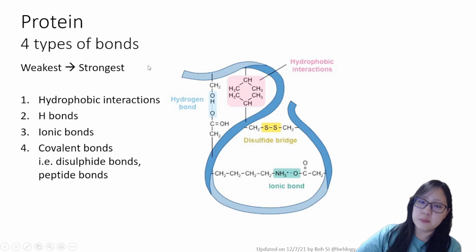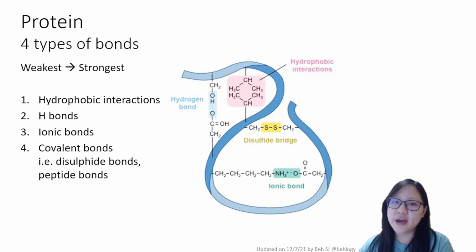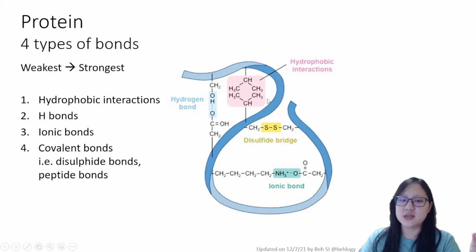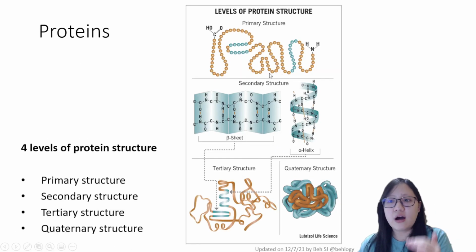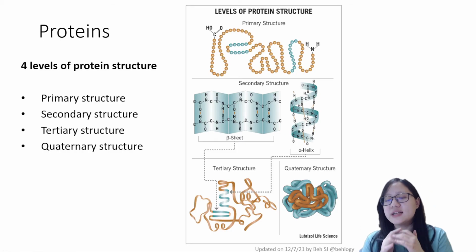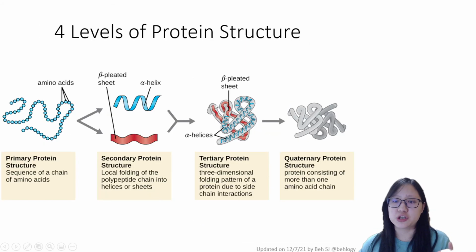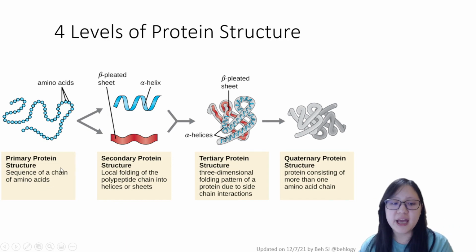Now, why are we talking about bonds? Well, that's because, again, there are different ways a protein can fold. Between individual monomers, there must be peptide bonds. But then there are different levels of protein structure, and as they coil and fold, more bonds can be formed. So let's start from the primary structure. Primary structure here is basically a sequence, a chain of amino acids.